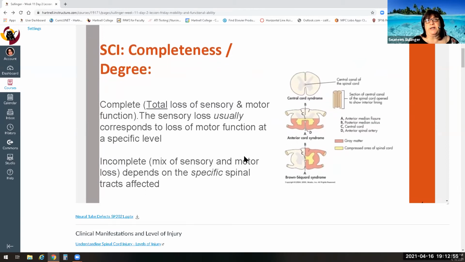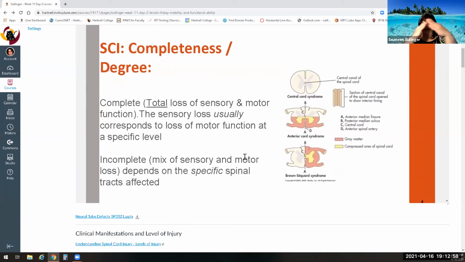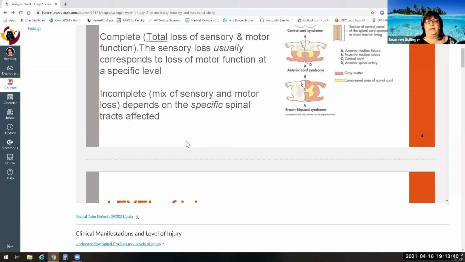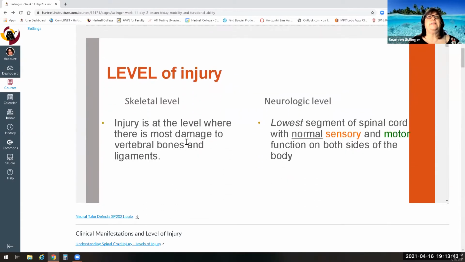And then what is the degree, the completeness? Is it a total loss or is it an incomplete, mixed loss, depending? Because remember, your signals cross in the spinal cord going up to the brain. So if it is a complete, we're not going to worry about the different syndromes. We just want to know, is it a complete? So the injury is through the entire spinal cord, then there is total loss of sensory and motor function at that level. And then incomplete depends on the specific spinal tracts affected. So if you only go halfway in, then it's only going to be certain parts. For the sake of argument, we are going to focus on complete. The degree is complete. There's total loss of sensory and motor function, and how that affects mobility and nutrition and elimination.